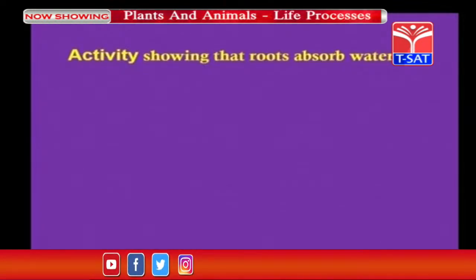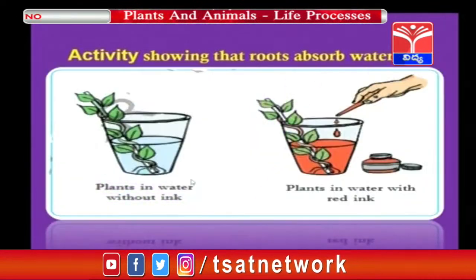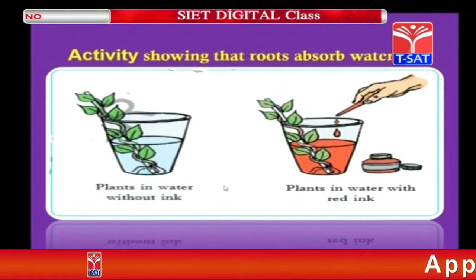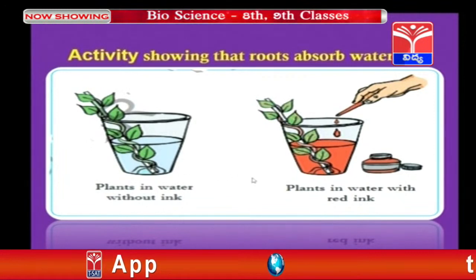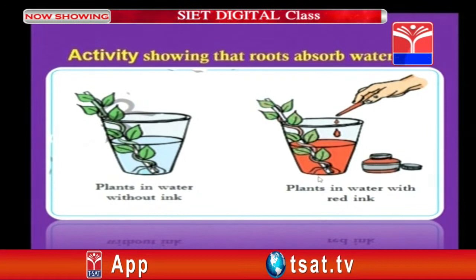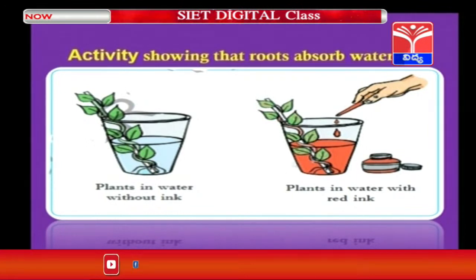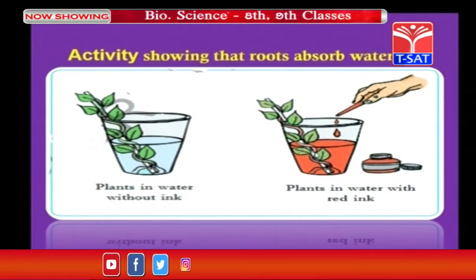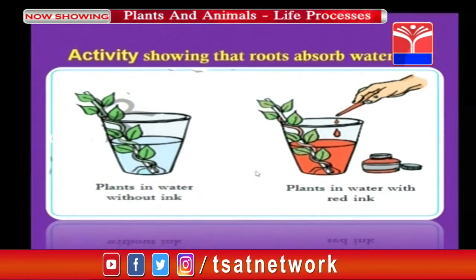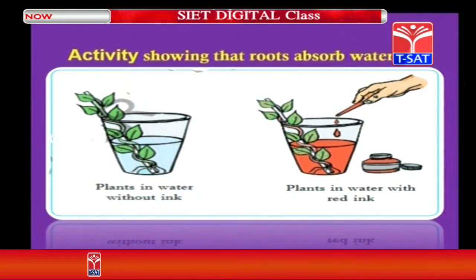There is an activity to show that roots absorb water. Take 2 glass tumblers filled with water, add some red color in one tumbler and put 2 plants in these 2 tumblers. You might have observed that the plant placed in the colored water, there is a change in the color. The stem changed to red color and there are light red color patches appeared on the leaves. It shows that roots absorb water.